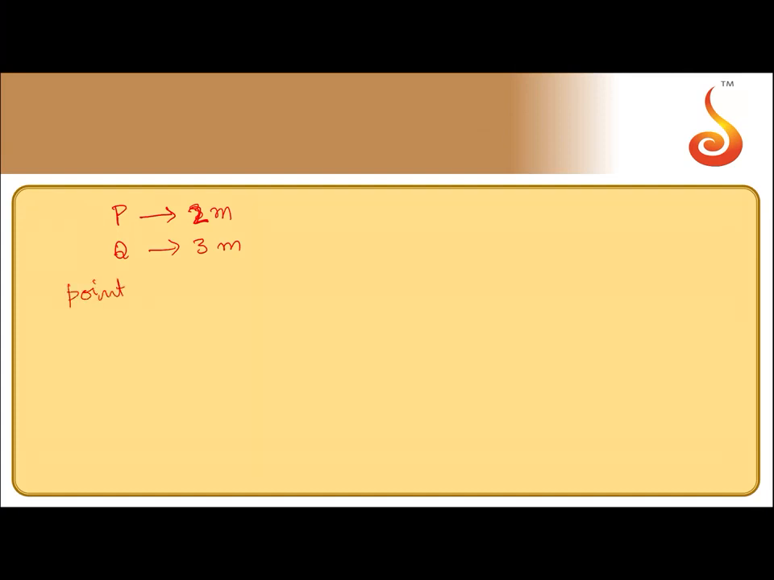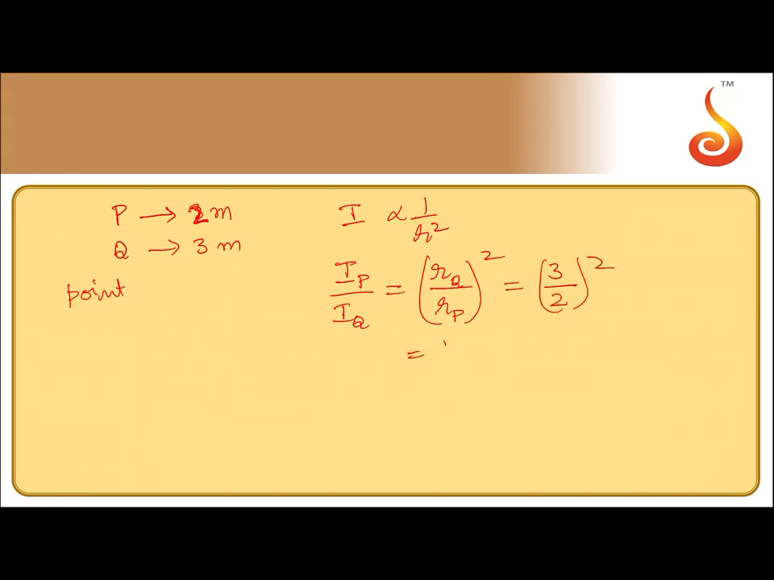See, they have given it is a point source. So since it is a point source and a three-dimensional wave, intensity of a wave is inversely proportional to square of the distance. So intensity at P divided by intensity at Q should be equal to distance of Q divided by distance of P from the point source whole square. So this is called inverse square law. So Q is at distance 3 meter, this is at distance 2 meter, whole square. So that will be 9:4. So intensity ratio is 9:4, that is option C.